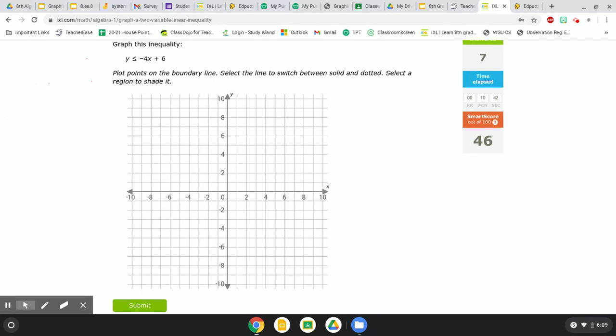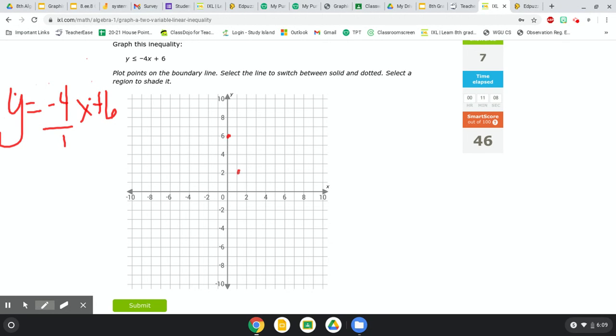So again, I always think to myself, if it were an equation, it would be like y equals negative 4x plus 6. To graph that, I'm going to start with the y-intercept, which is that positive 6. So put a point there. And my slope is like a negative 4 over 1. So I'm going down 4. So 1, 2, 3, 4, and to the right 1. So I know that that's going to be my line.